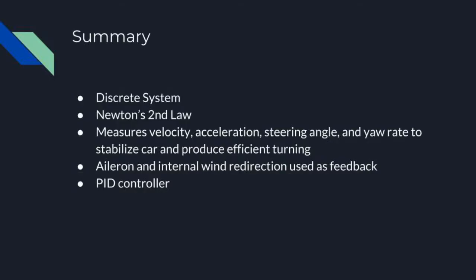All in all, an active aerodynamic system is a discrete system that uses Newton's second law. It measures velocity, acceleration, steering angle, and yaw rate in order to stabilize the car and produce efficient turning. The aileron and internal wind redirection are the feedback systems used in order to implement this. The system also uses a PID controller as its main control system.